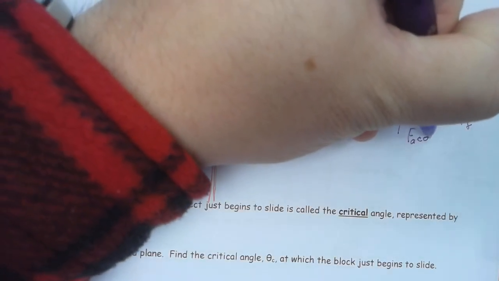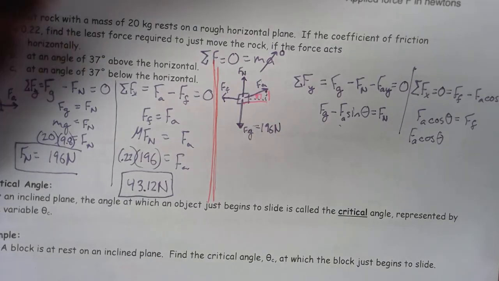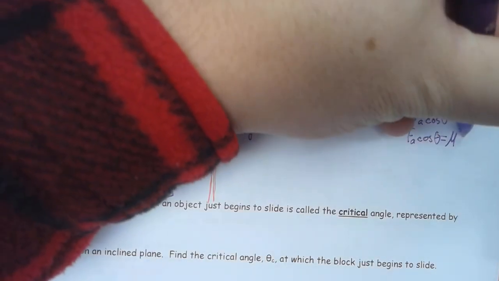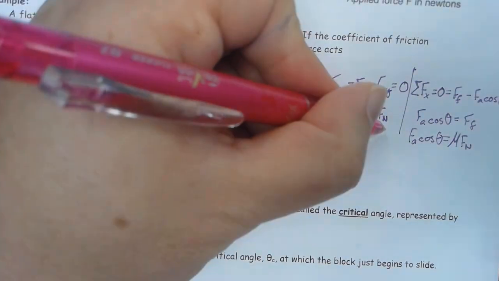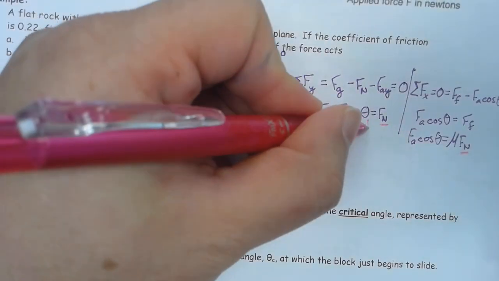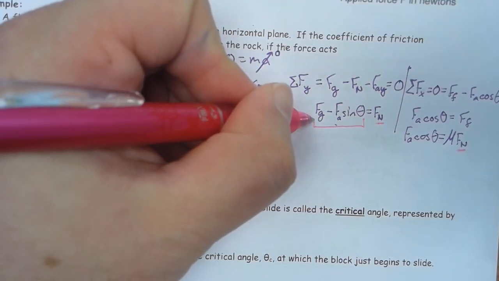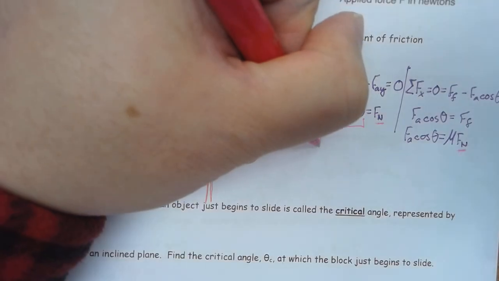Fa cosine theta. What did we say friction is always equal to? Do you see it now? This force normal that you just wrote right here, we can plug this all in for that whole thing.